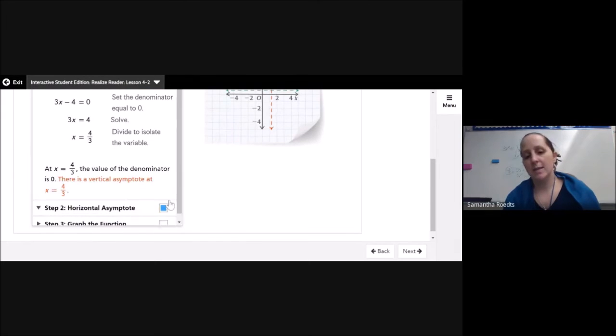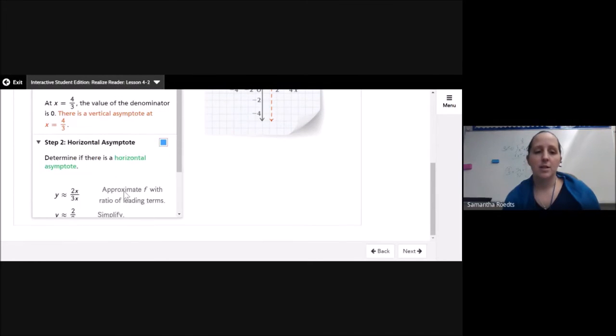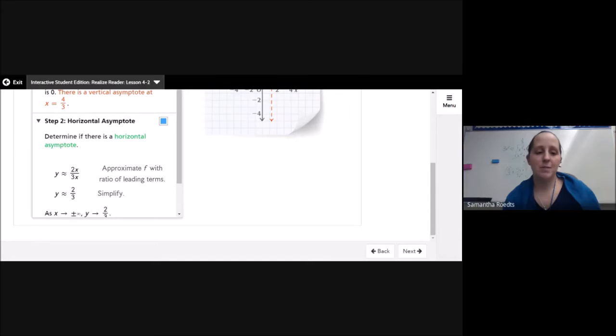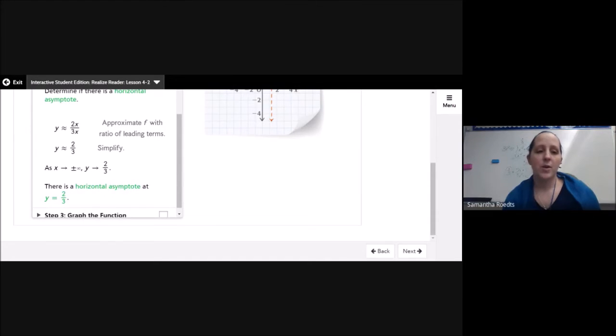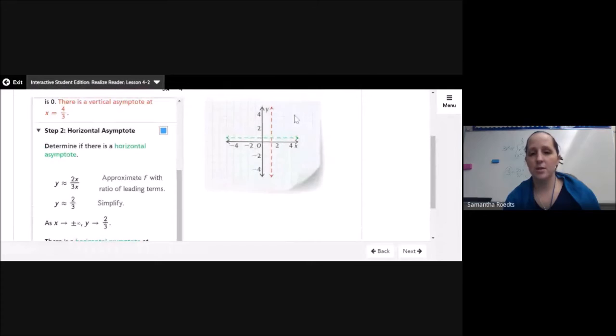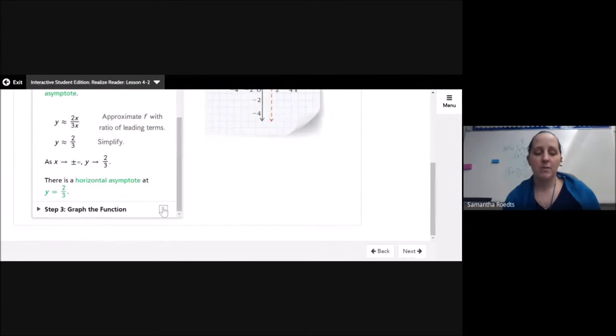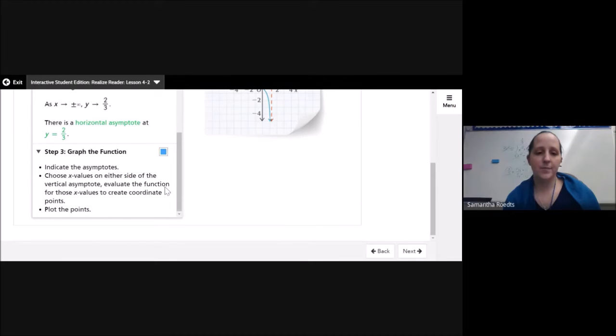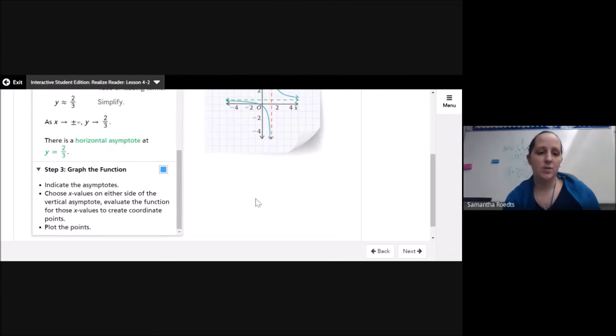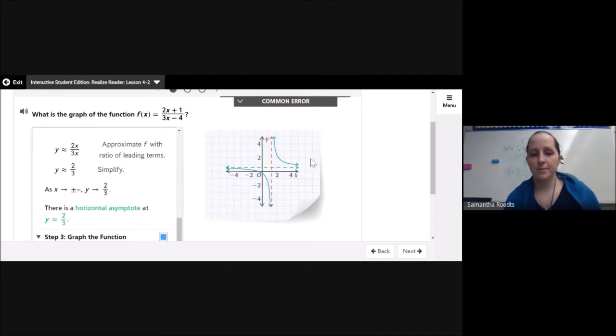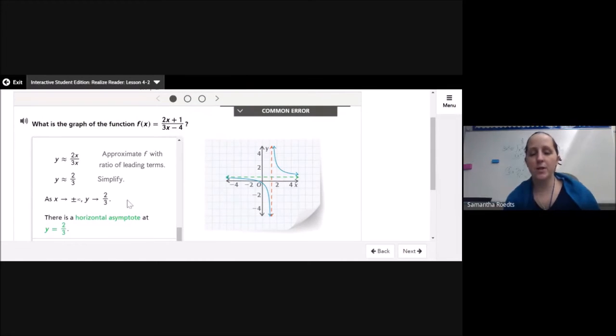I do my horizontal asymptote next. I determine if there is one. Well, the degrees are the same. So 2x over 3x gives me 2/3. So as x approaches plus or minus infinity, y approaches 2/3. So there's a horizontal asymptote at 2/3. So I have 4/3 and 2/3. Okay, then I graph the function. So I pick some points, choose x values, evaluate, and plot the points. So find the horizontal, find the vertical, then graph the points.